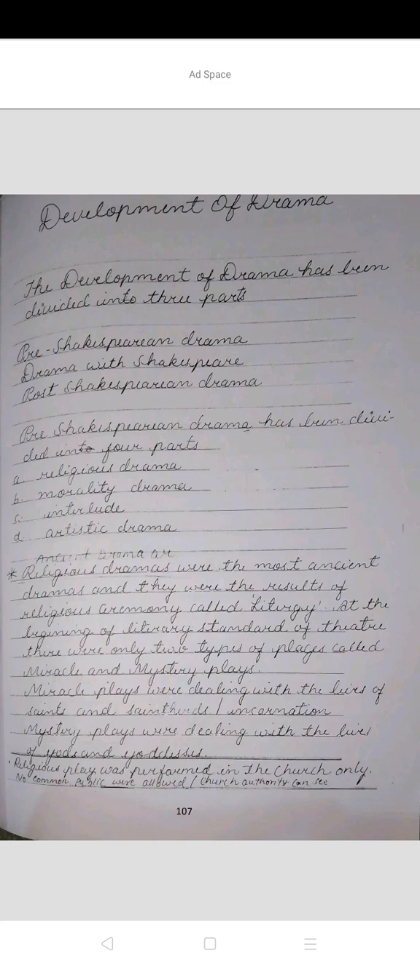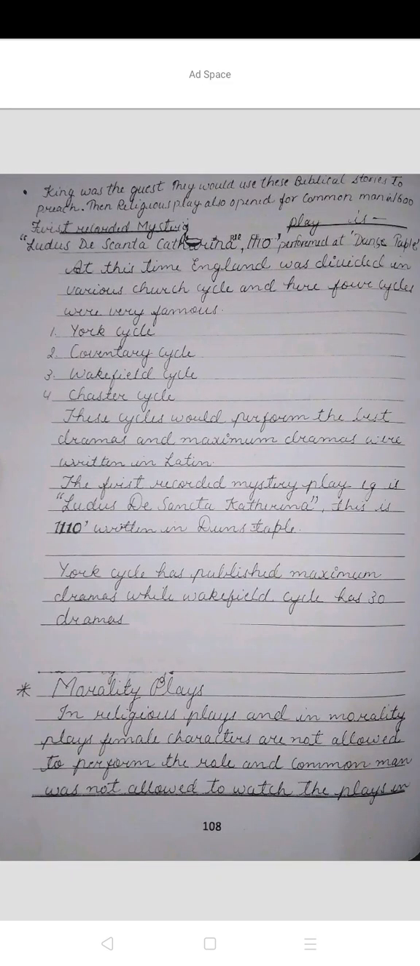Religious plays were performed in the church only. No common public were allowed. Only church authority could see. The king was the guest. They would use these biblical stories to preach. Then religious plays were also opened for the common man in 1600.